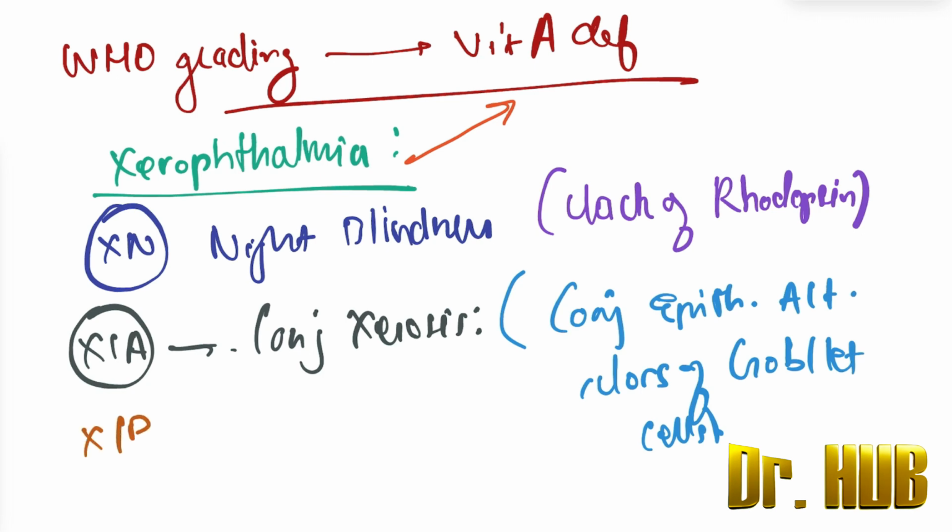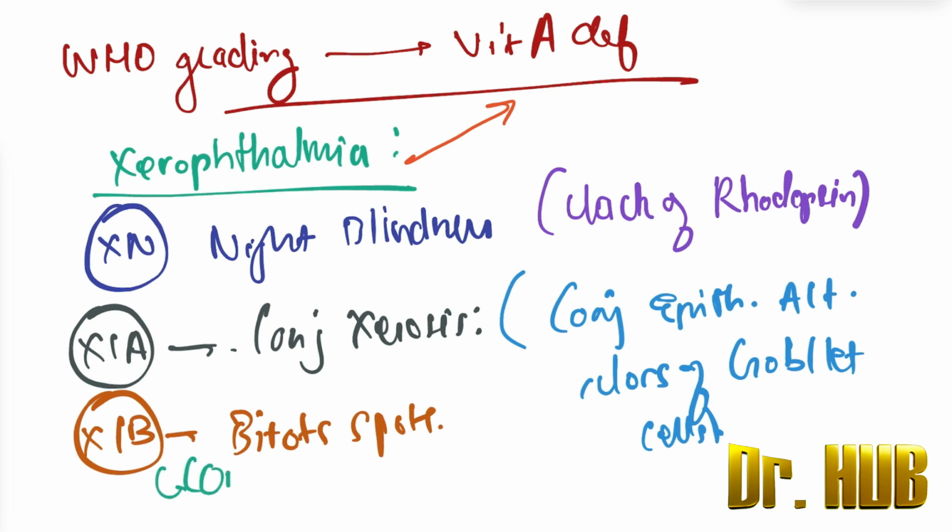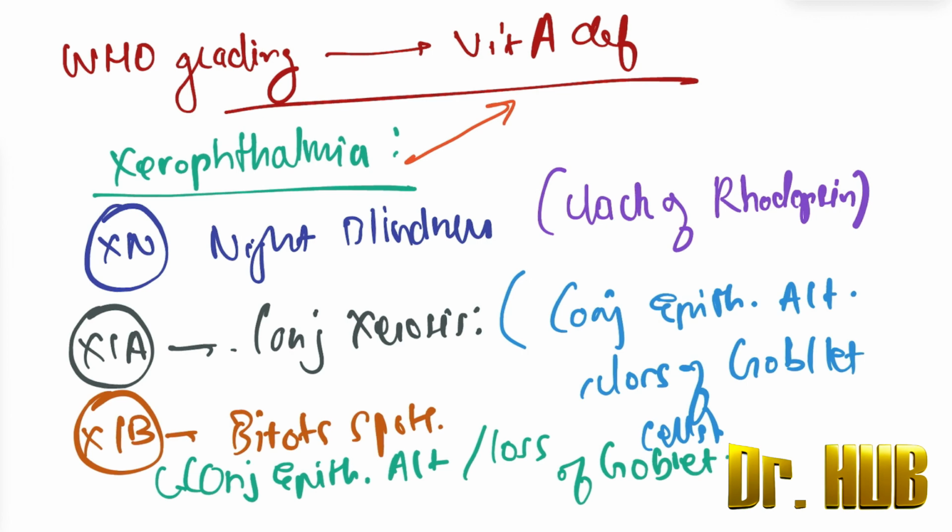Next we have the X1B. X1B is nothing but Bitot spots. Bitot spots involve conjunctival epithelial alteration as well as loss of goblet cells, so it's similar to conjunctival xerosis.